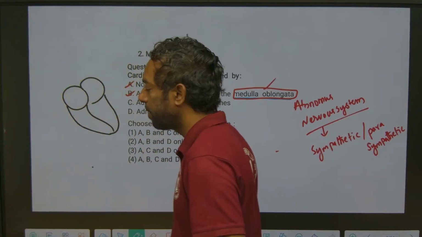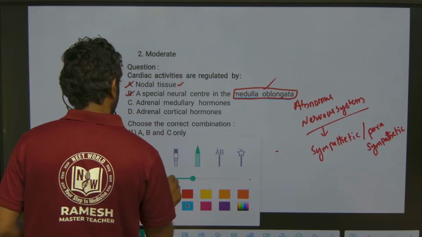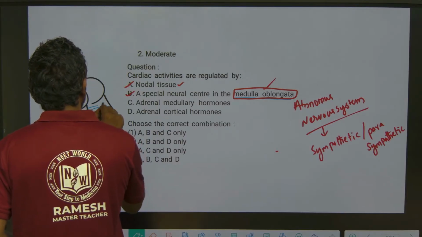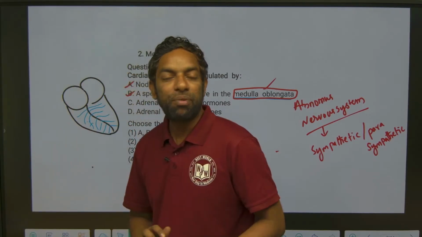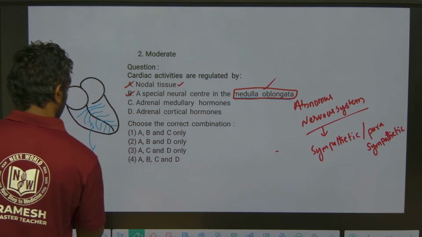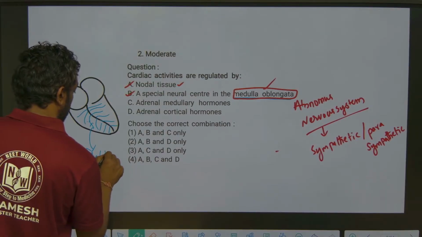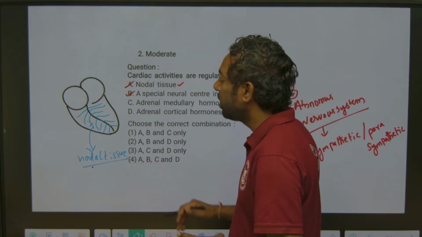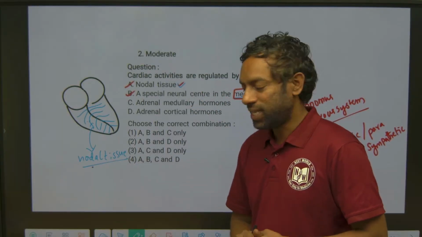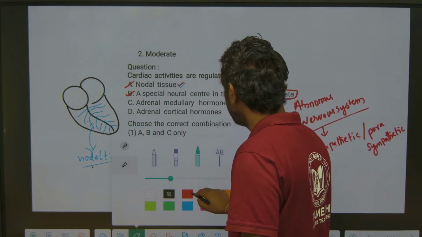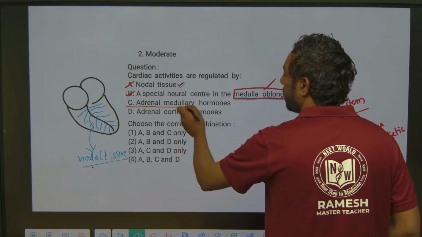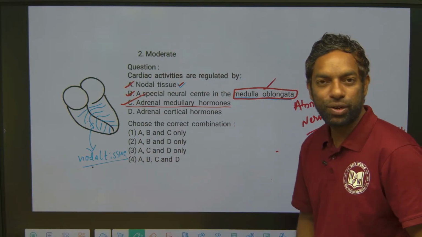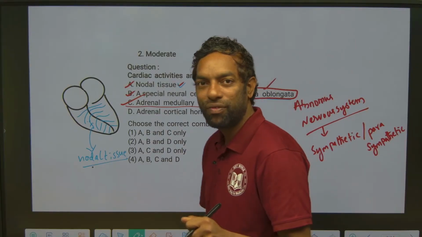This is the heart. Where is the nodal tissue located? It develops in the ventricle walls, and it can pass the signal that regulates heart rate. The impulse goes forward through the nodal tissue itself. And the third option, adrenal medullary hormones. These hormones also are involved in heart rate.